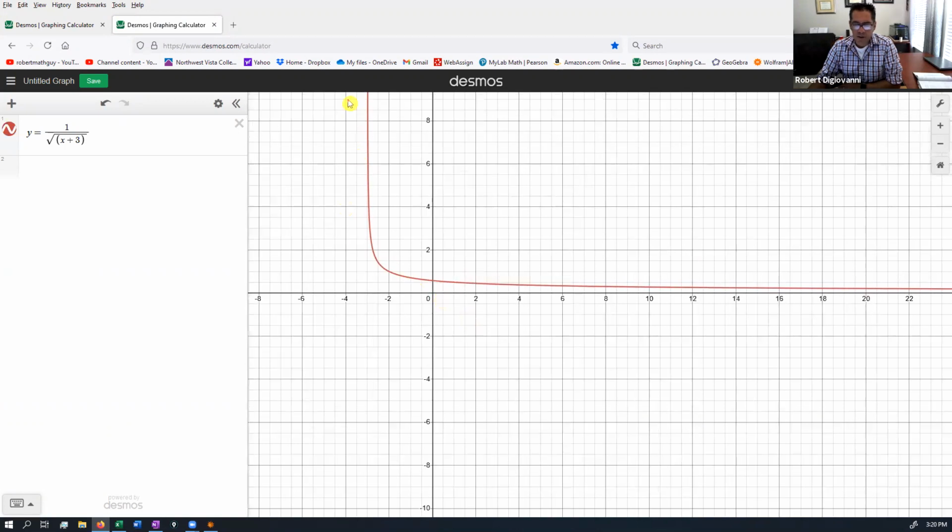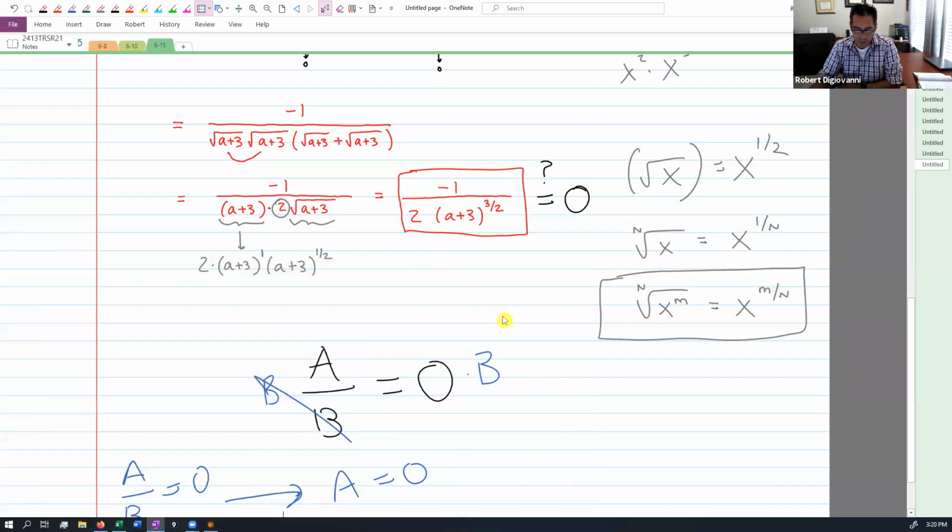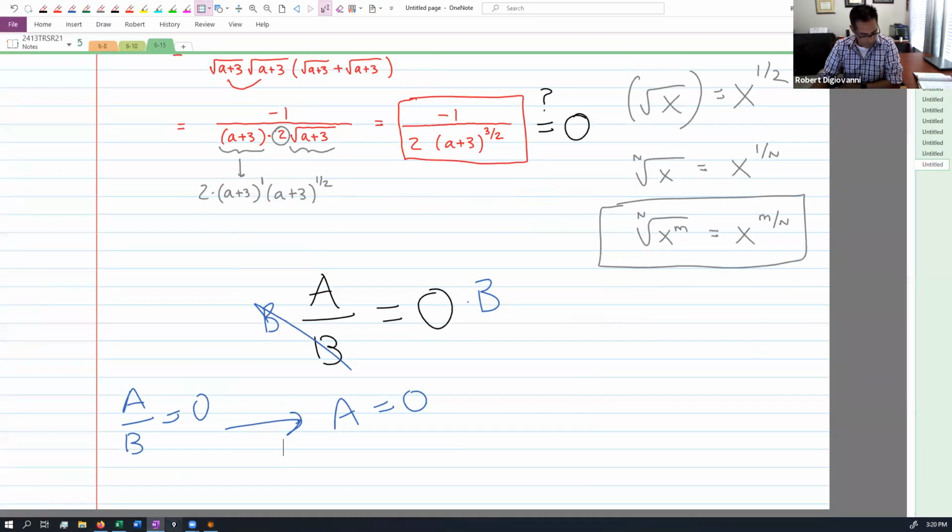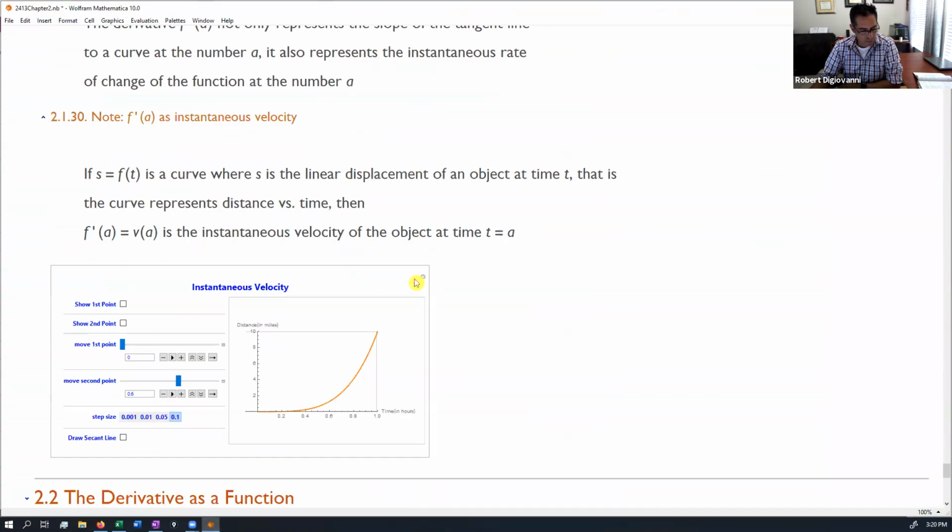Nowhere on this graph are you going to find a horizontal tangent line. Never. It's not going to be there ever. Okay. All right. Let me get back to my notes.